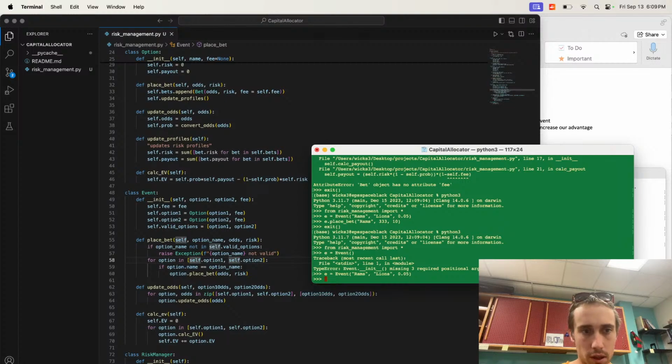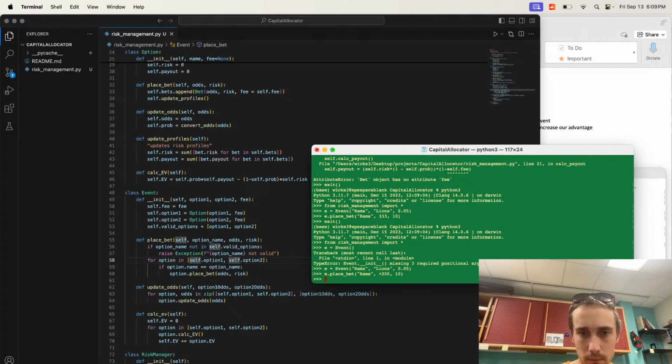And then we're gonna say e.place bet. So first we're gonna place a bet on the Rams. The Rams are plus 200. Option name Rams plus 200. And then the odds, odds are plus 200. Alright, so let's put $10 on the Rams plus 200.